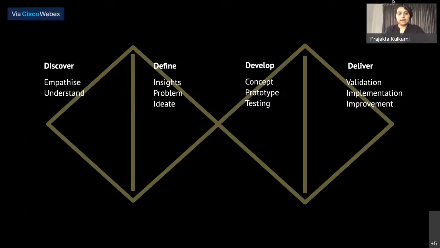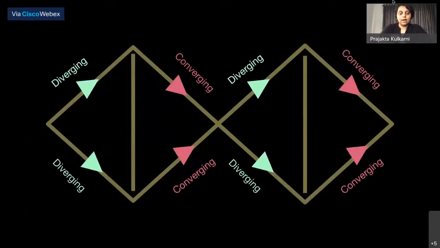So the idea is, one, you can see that there are these four parts of the double diamond: discover, define, develop, and deliver. And the second is that you can see that there are these triangles on both sides. What these triangles signify is the diverging and converging of information.